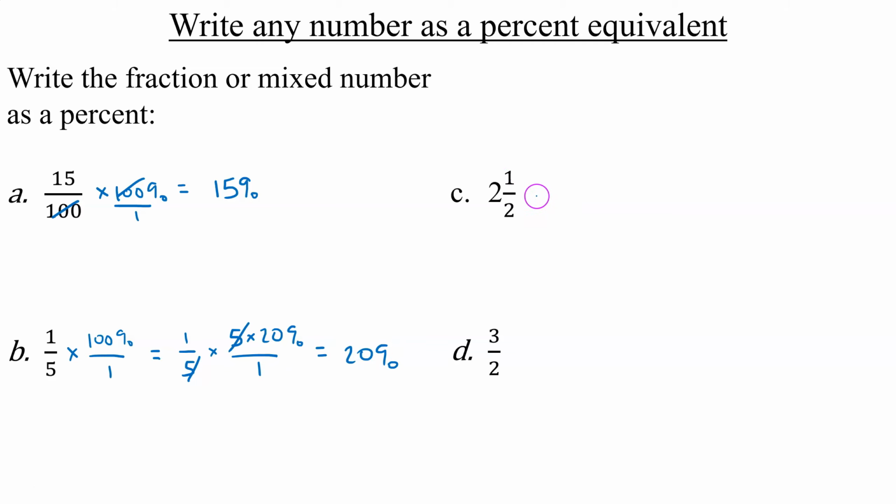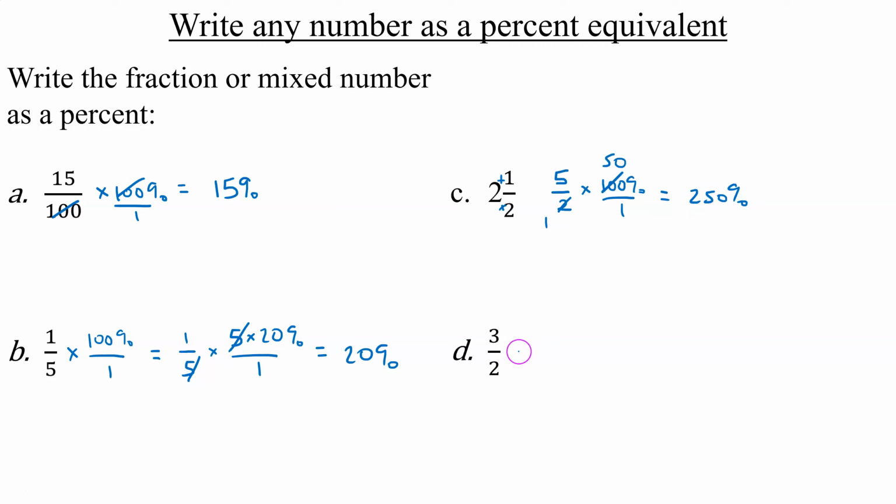With a mixed number, what we want to do is convert it into an improper fraction first. So we're going to multiply our whole number by the denominator and then add it to the numerator. And that becomes our new numerator. So 2 1/2 is 5 over 2. And if we want to convert it into percentage form, we're going to multiply by 100. We can change that to 50 and that to 1. And 50 times 5 gives us 250%.